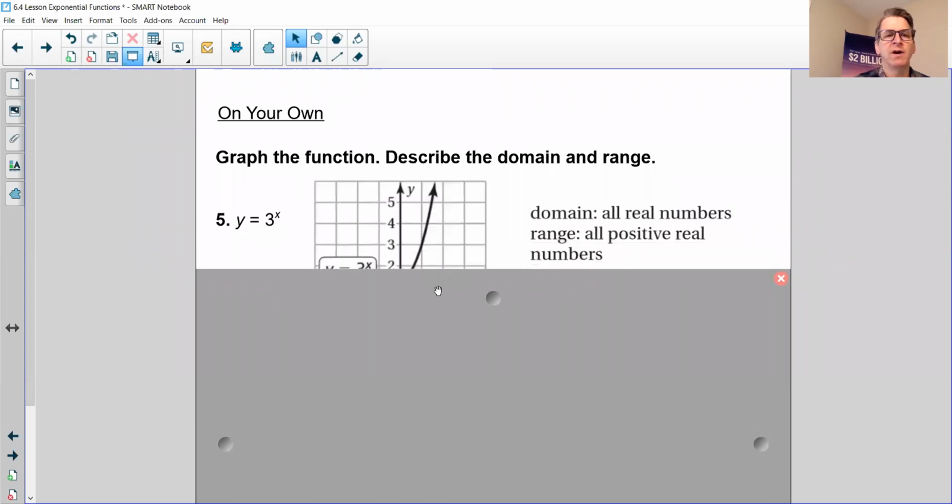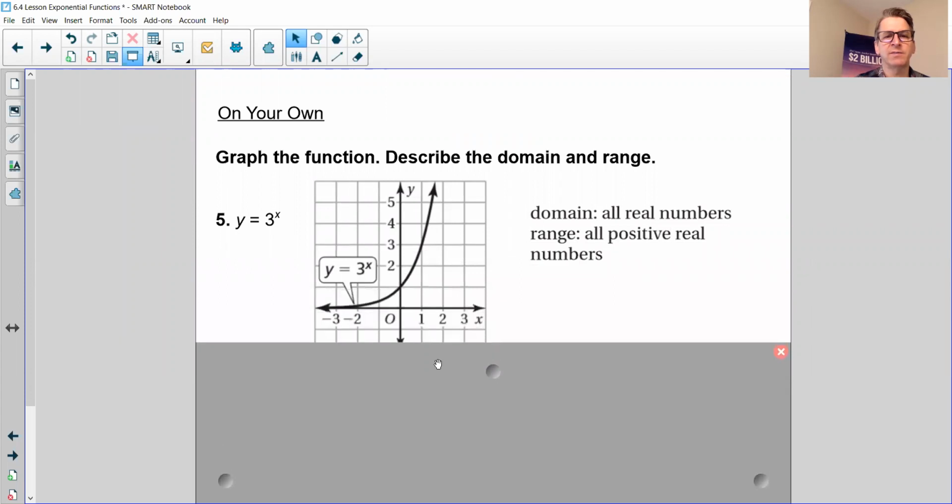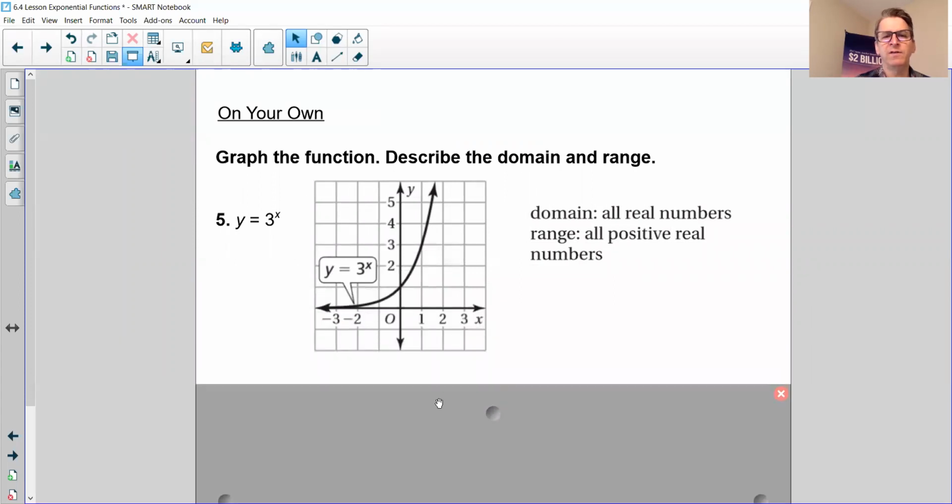First one is y is equal to 3 raised to the x. You see this graph here. I want to focus on a couple things: where the graph sits when x is 0. 3 raised to the 0 power is 1, so you see where that's located. Then as x increases, y just takes off. 3 to the first is 3, 3 to the second is 9, and it goes off the screen here.